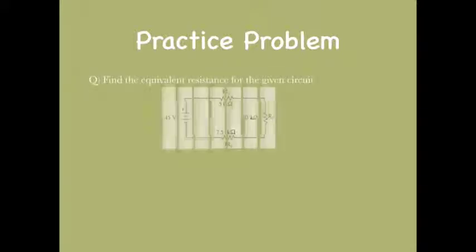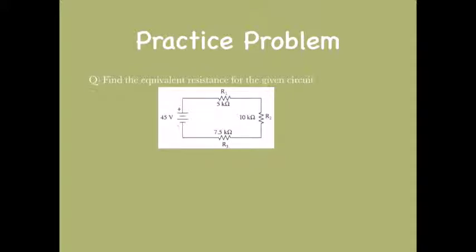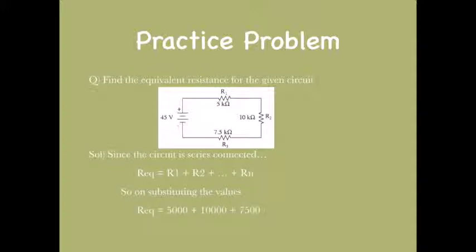So you have to find the equivalent resistance in the given circuit. You have 3 resistors R1, R2, R3 of given resistance values. So as you can see, these 3 resistors are connected in series. My formula will be this. So on substituting the values, I get R equivalent to be 22.5 kilo ohms. K means 1000.